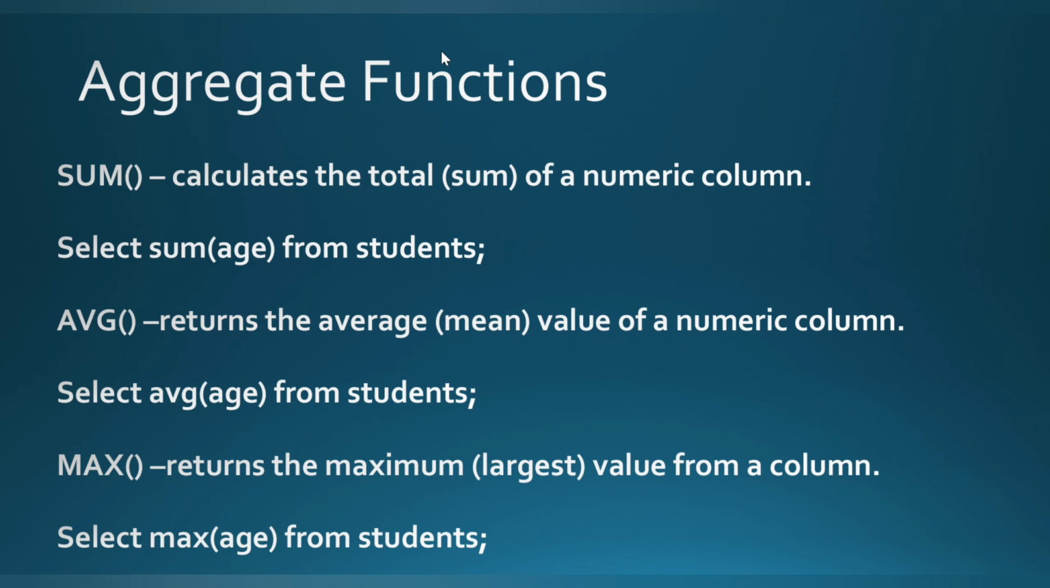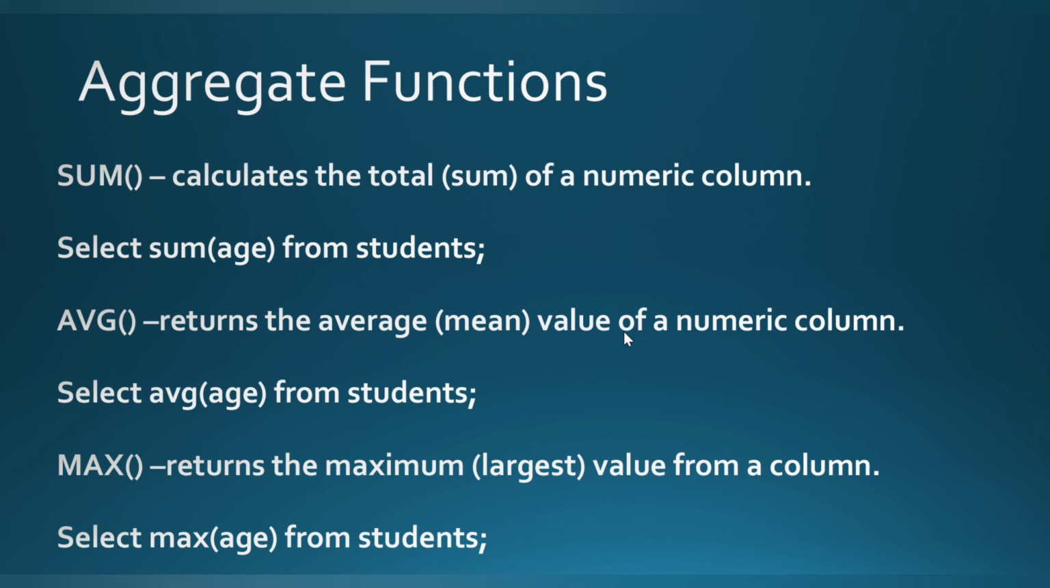First is sum. Sum calculates the total of a numeric column. The query for this is select sum(age) from students, where students is our table. Average returns the average, the mean value, of a numeric column: select avg(age) from students.